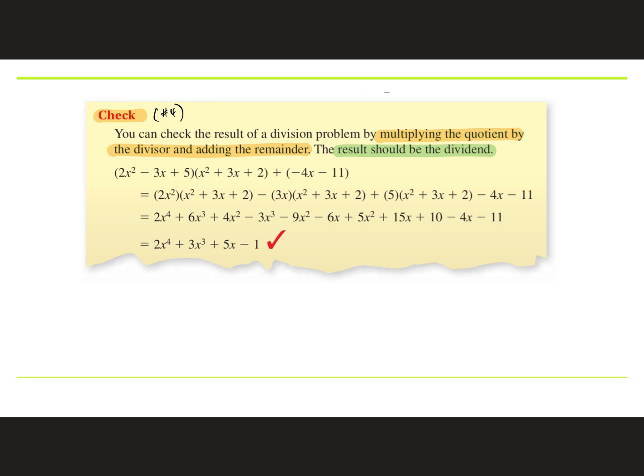You can always check your work. So this is checking of example 4. You can check the result of a division problem by multiplying the quotient by the divisor and adding the remainder to it. So this is one way that you can check. If you had time on a test and wanted to check, you can check by multiplying the quotient and the divisor and then adding the remainder.